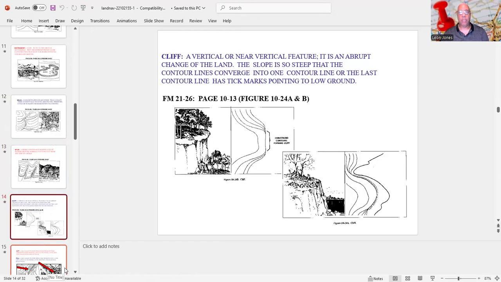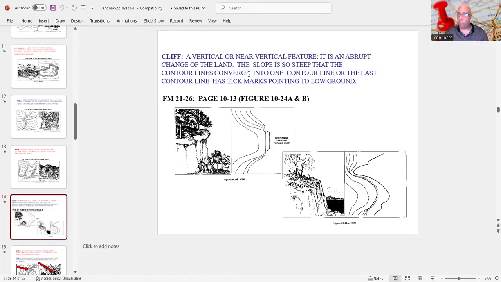And that's what you have in the spur. A cliff, it's a vertical or near vertical feature. It is an abrupt change of the land. The slope is so steep that the contour lines converge into one contour line, or the last contour line has tick marks pointing to the low ground. Let me say that again, because some people might get that confused with a depression. Now, a depression does have the tick marks. You have a sinkhole. But here, the cliff is so steep. You can see what the cliff looks like.